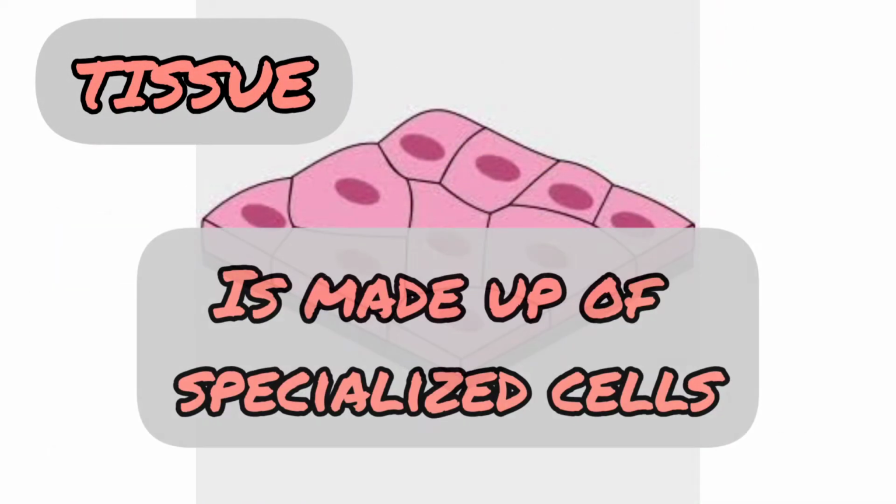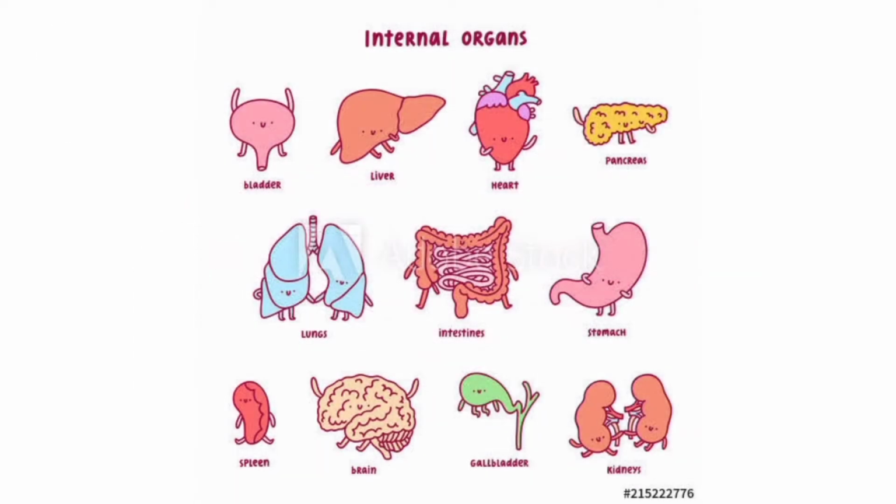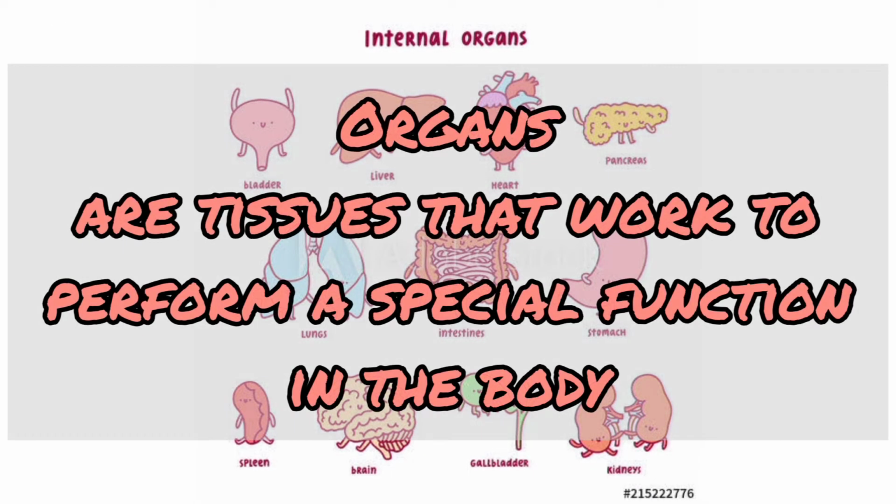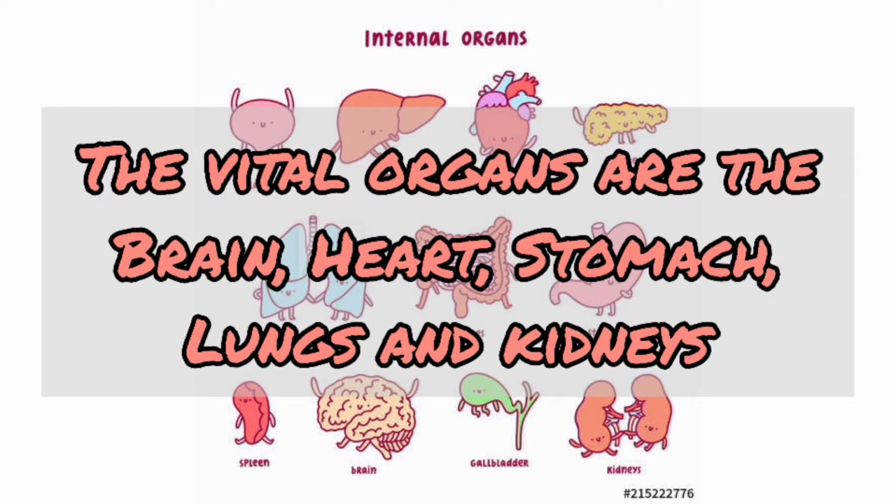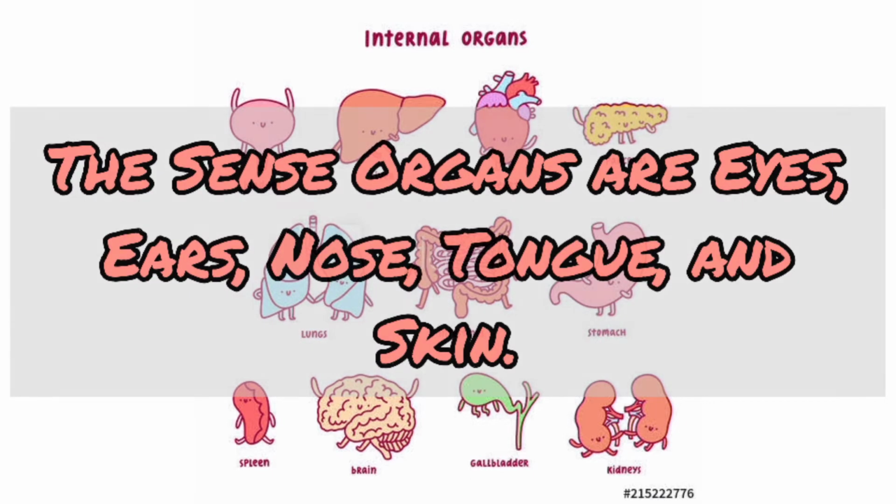Next is tissue. It is made up of specialized cells. Organs. These are tissues that work to perform a special function in the body. The vital organs are the brain, heart, stomach, lungs, and kidneys, while the sense organs are eyes, ears, nose, tongue, and skin.